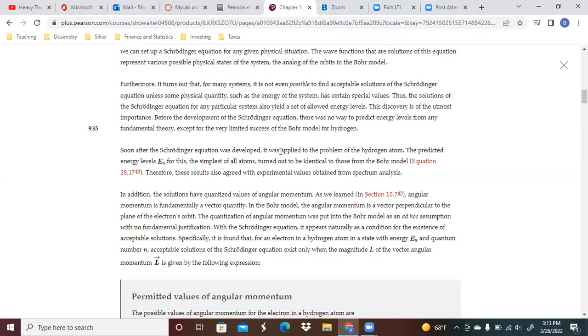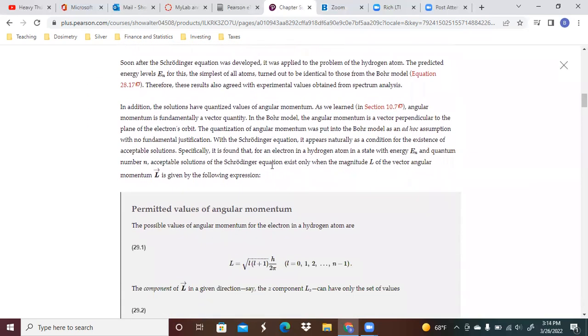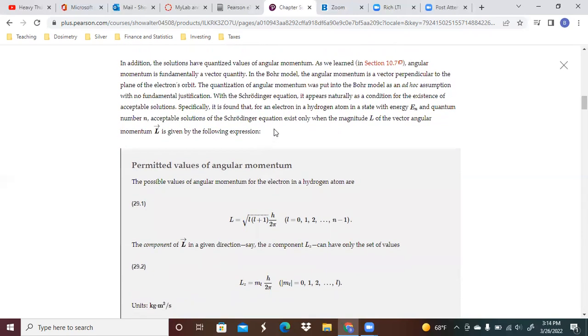So soon after the Schrodinger equation was developed, it was applied to the problem of the hydrogen atom, and the predicted energy levels turned out to be identical to those of the Bohr model. So that's a good indication. These results also agreed with experimental values obtained from spectrum analysis. In addition, the solutions have quantized values of angular momentum.